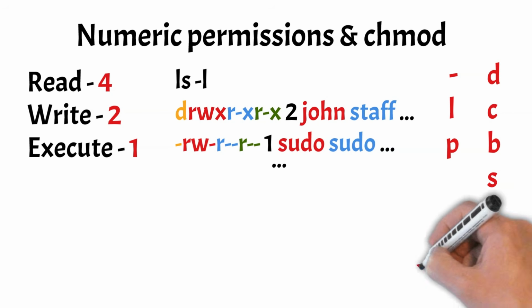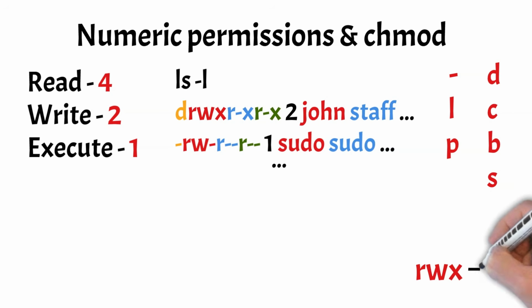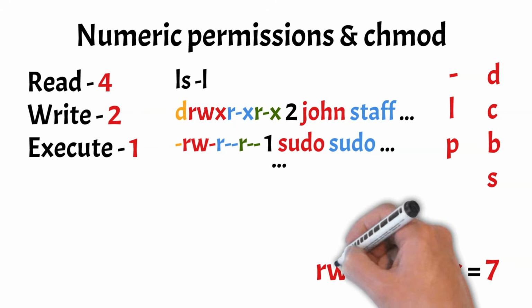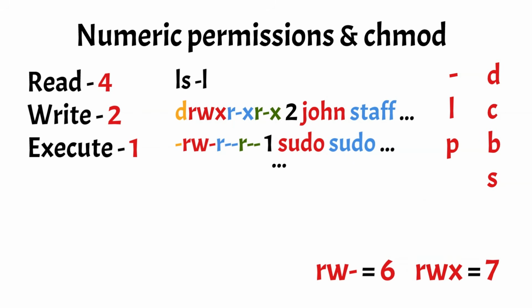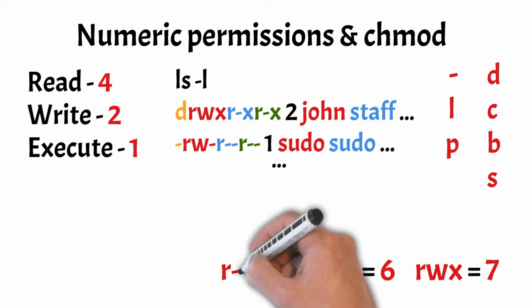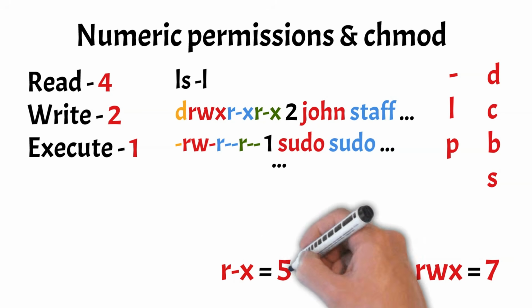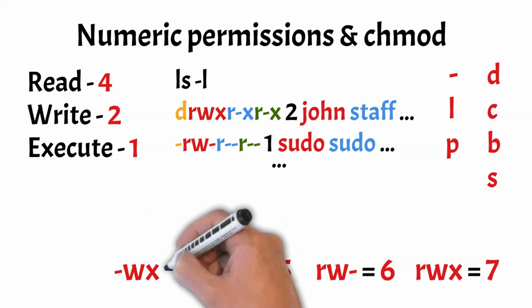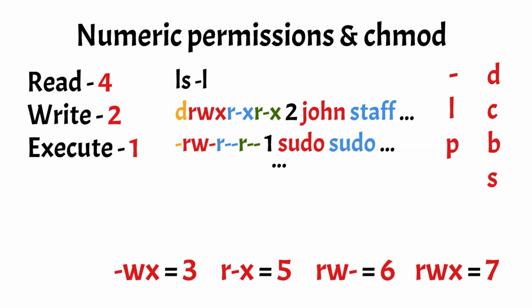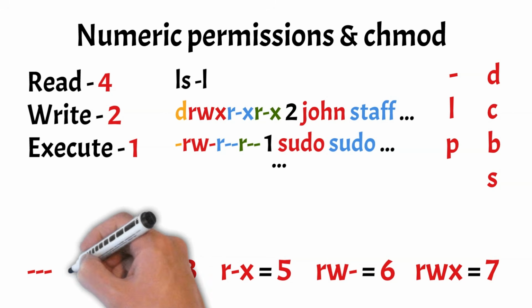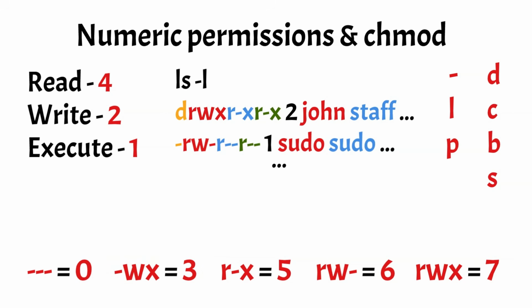For example, the combination RWX includes all 3 permissions, so its value is 7. The combination RW gives read and write access, but no execute permission, which results in 6. Similarly, RX equals 5, WX equals 3, and a completely restricted set of permissions, represented by 3 dashes, corresponds to 0. These numeric values are what allows us to change permissions using the chmod command.